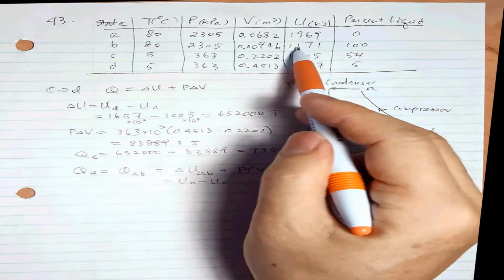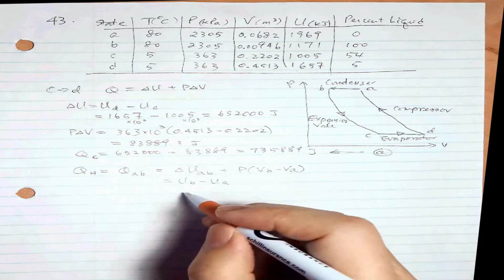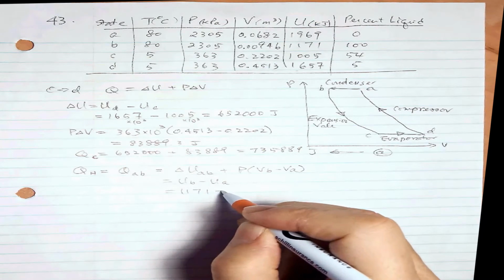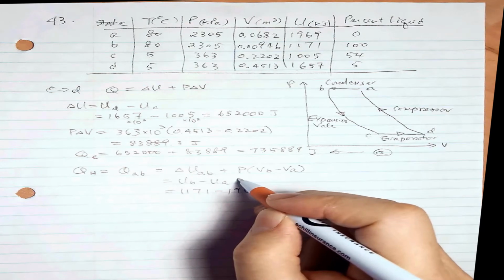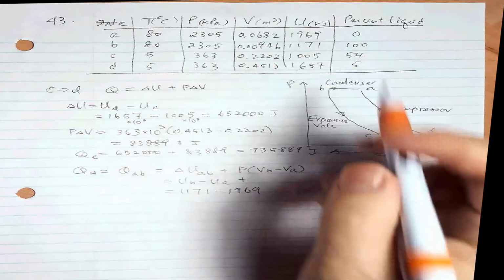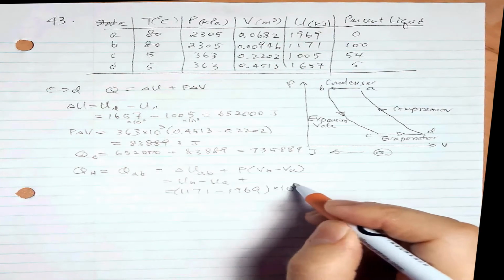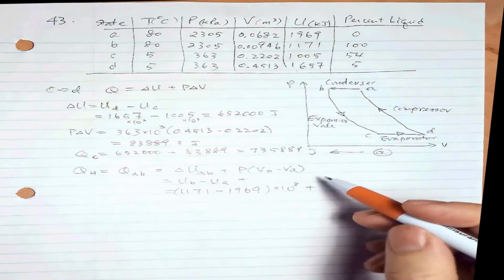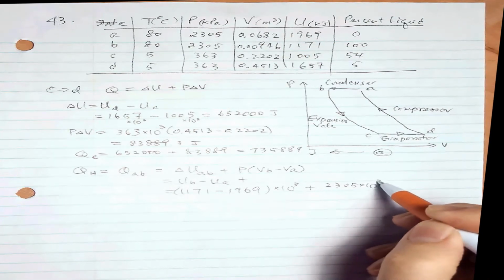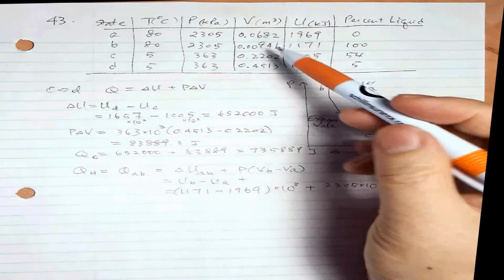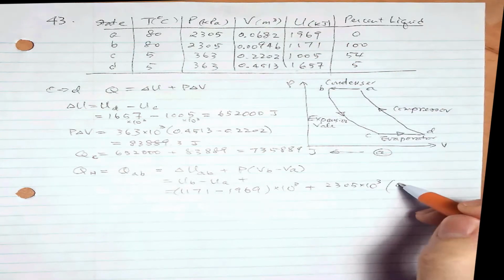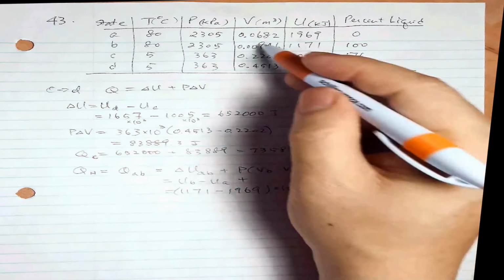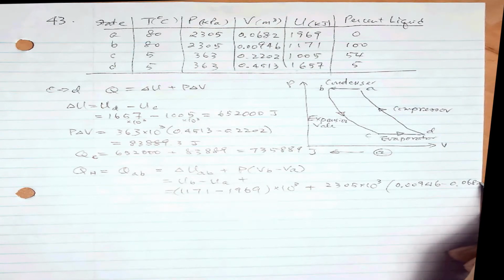UB minus UA. So 1171 minus 1969. These are in kilojoules. And then P, which is 2305 kilopascal, times the change in volume, which is VB, 0.00946 minus 0.00682.